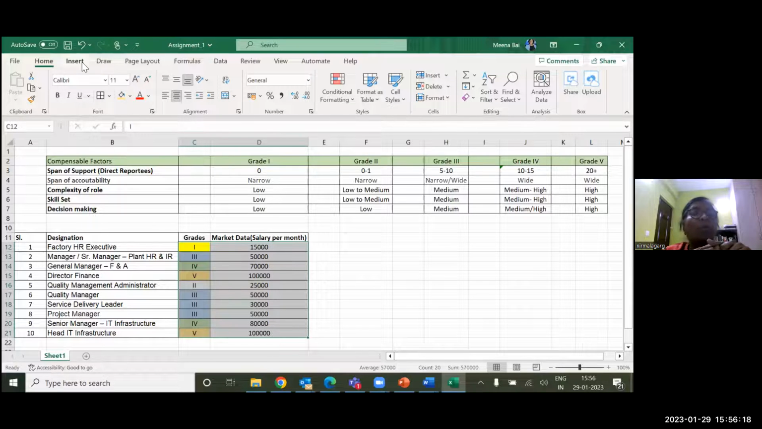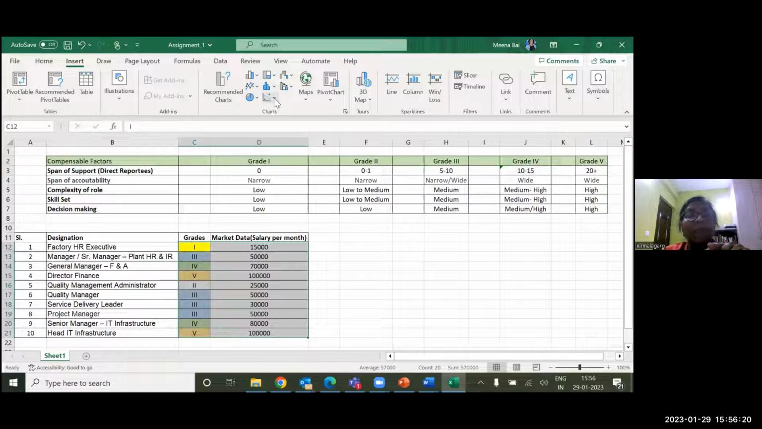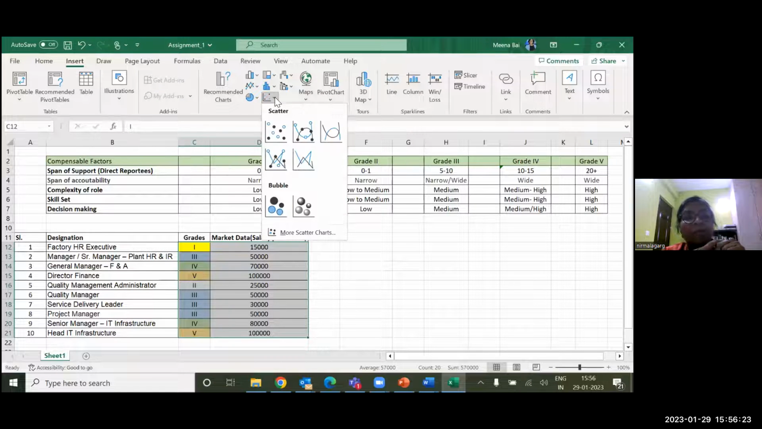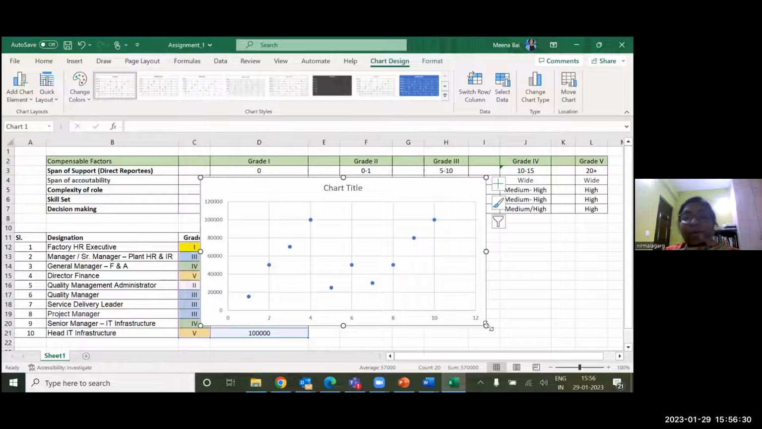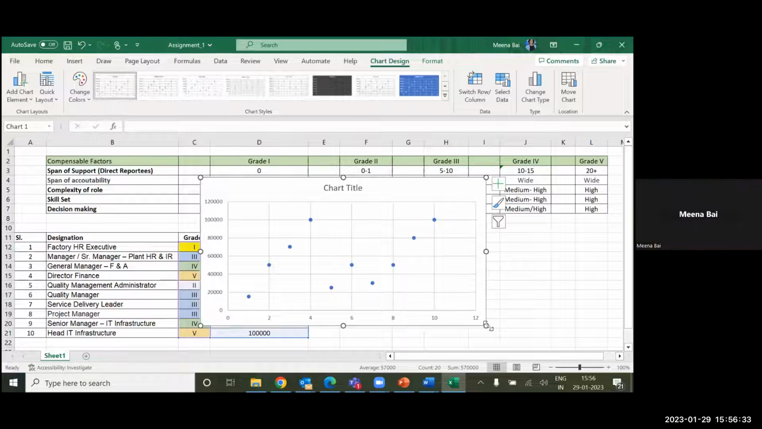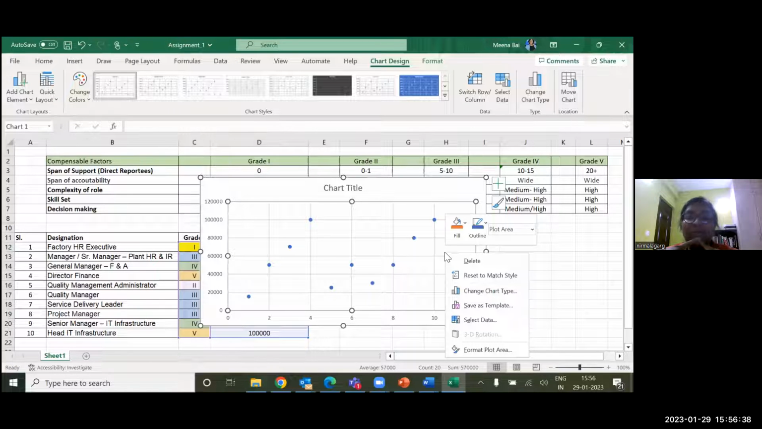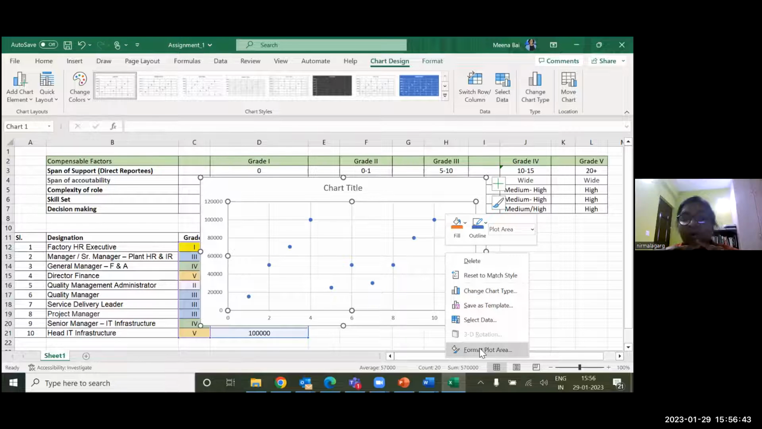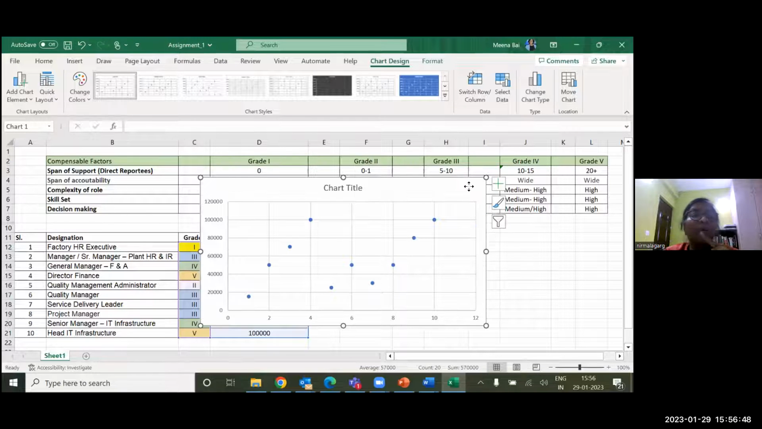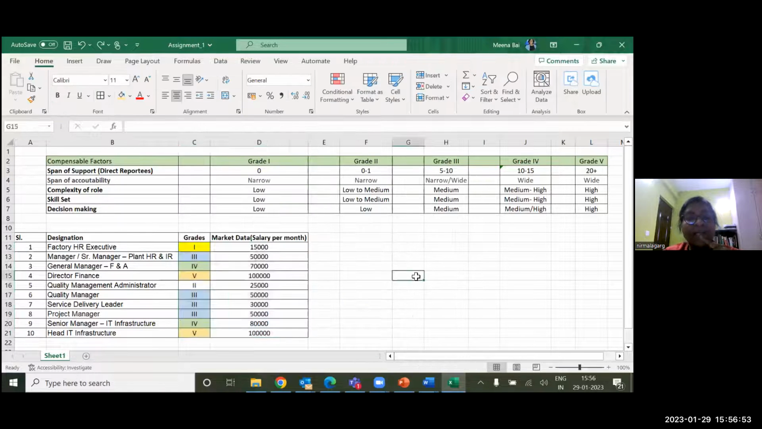Select the data, go to insert, then go to graphs, select scatter. Click on the first one. Now do a trend line. I'm sure you know how to do a trend line. Right click for a trend line. Just do a right click and go down, then you'll have a trend line. Just redo it again. Select the data again.